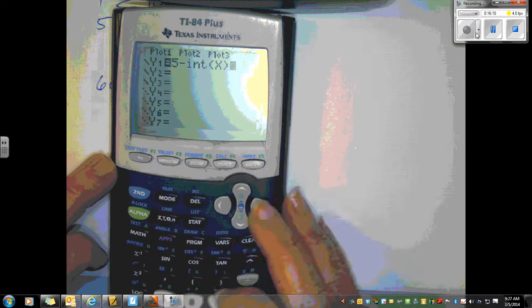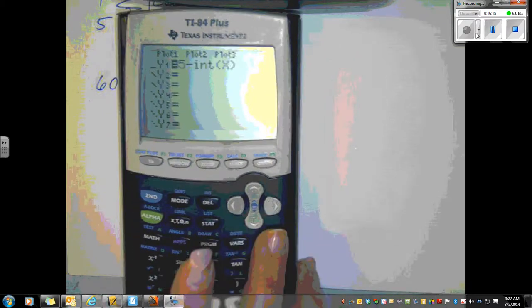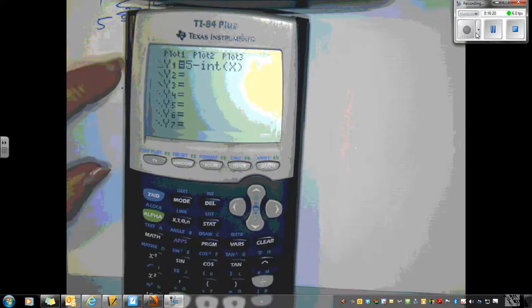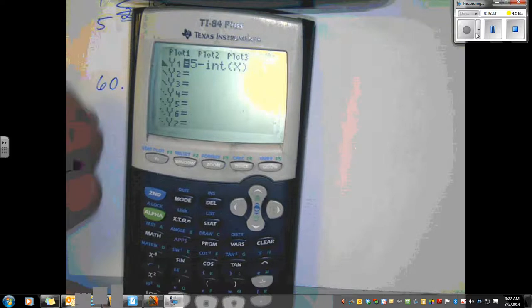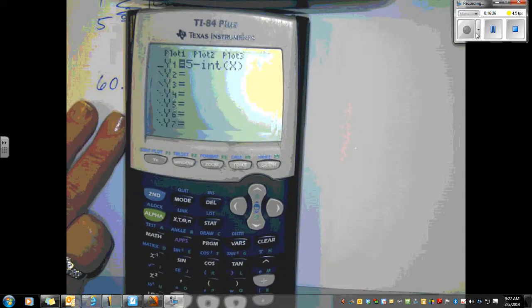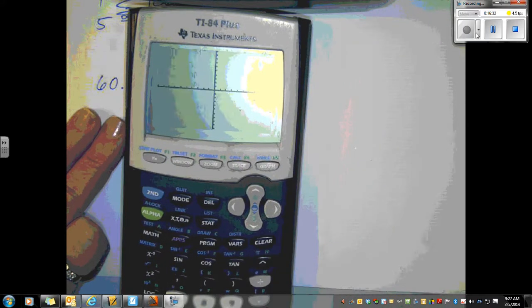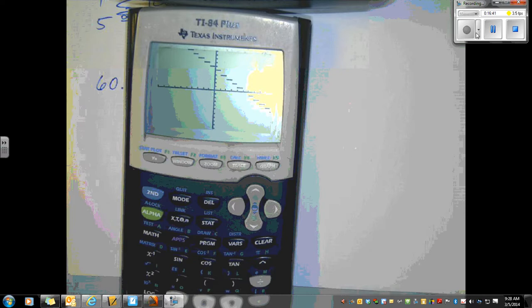Okay, now, the thing is, though, this has to be in dot mode. So if you arrow all the way over to this, that's your style. And you can hit this, and it gets fat, skinny, or dotted. And then I could say zoom, and it's 6 standard, and there we go. We have a nice little graph of that, so we can see it.